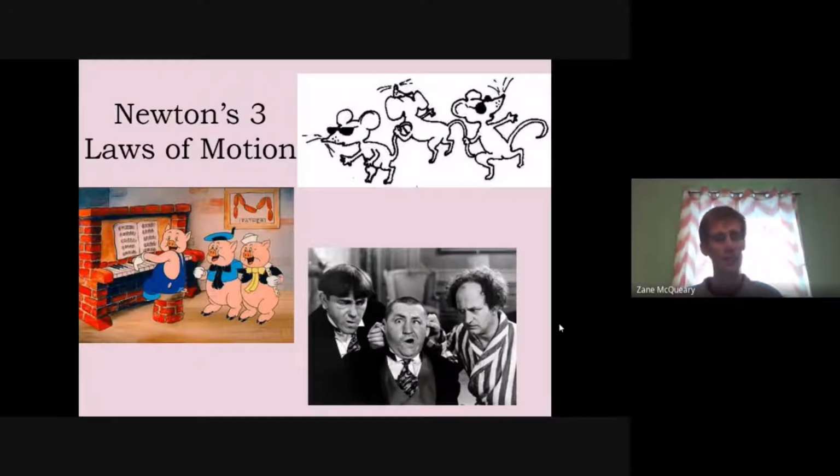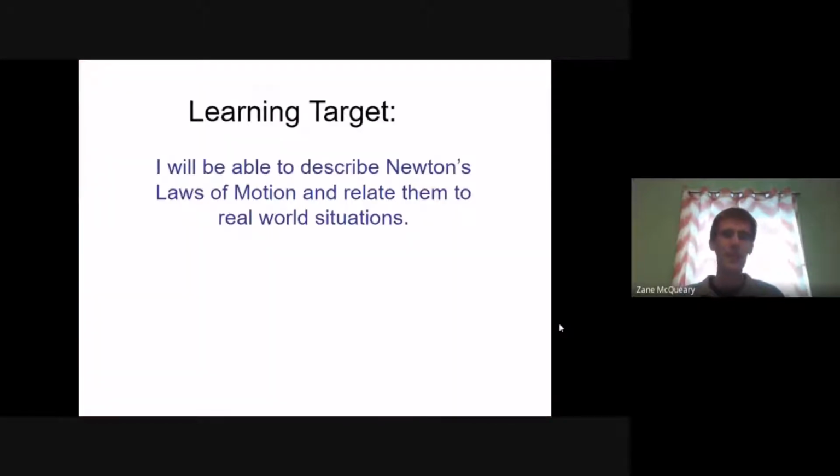Today's lesson is on Newton's three laws of motion, and this happens to be probably the least entertaining of things that usually come in threes when you compare that with the Three Stooges, the Three Blind Mice, or even the Three Little Pigs. Our target today is being able to describe Newton's laws of motion and then relate them to real-world situations. The idea is to give you a situation and ask, okay, which one of Newton's laws is most relevant here?